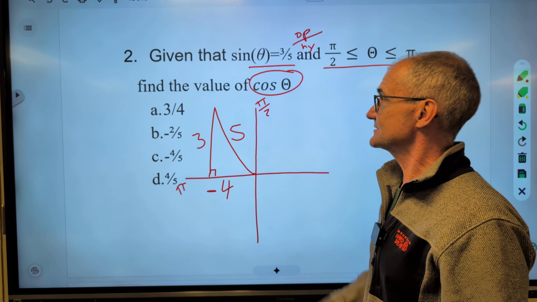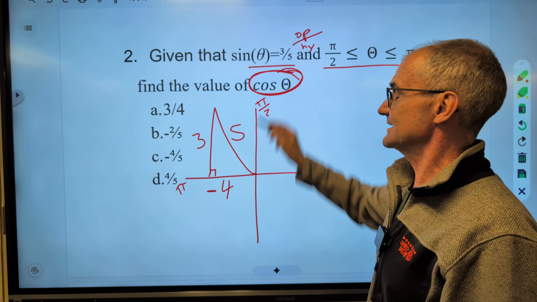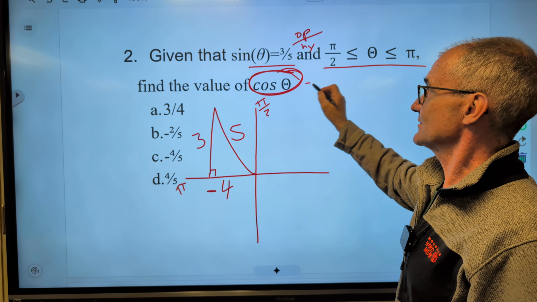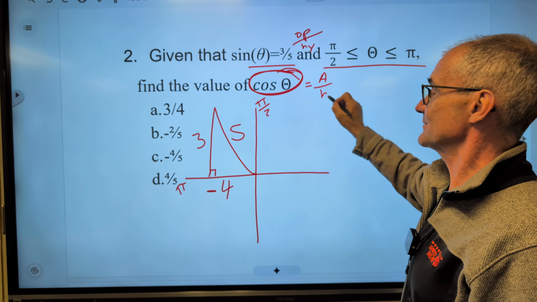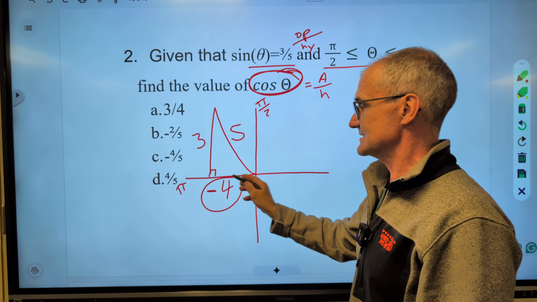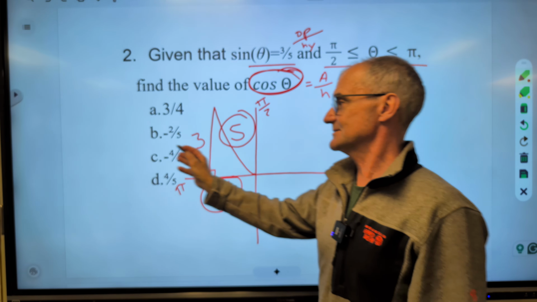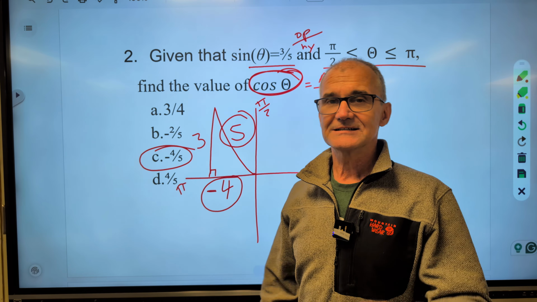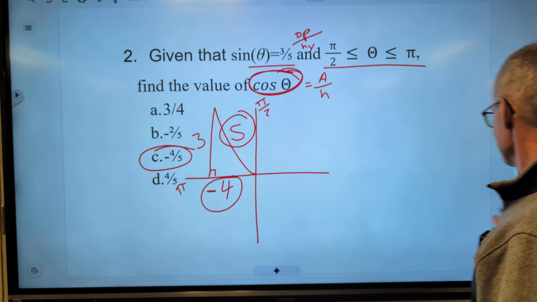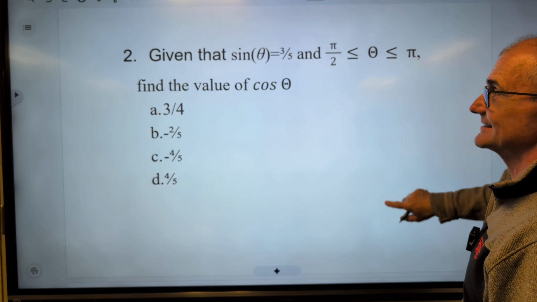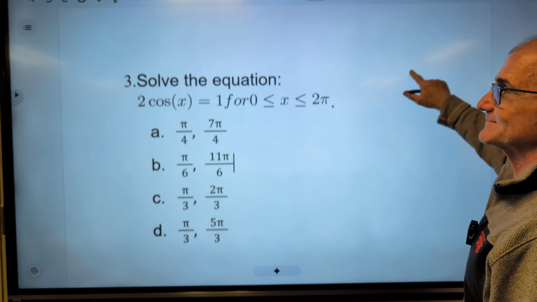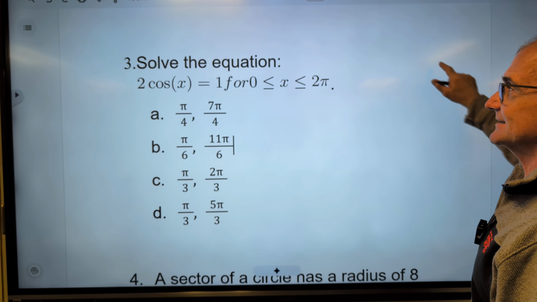So there's my picture. Find cosine of theta of that picture. Cosine is adjacent over hypotenuse. My adjacent's -4. Hypotenuse is 5. Correct answer, answer C right there, -4/5. All right, moving right along. Problem number 3. Trig equation right here.